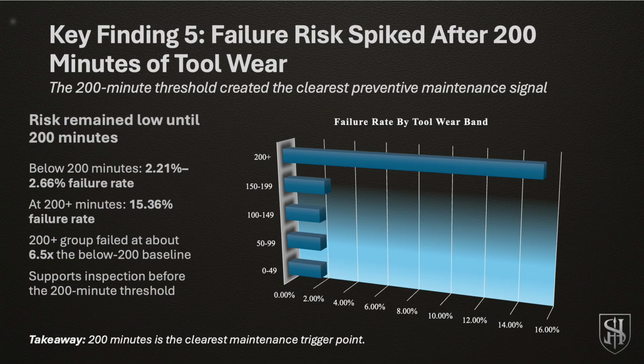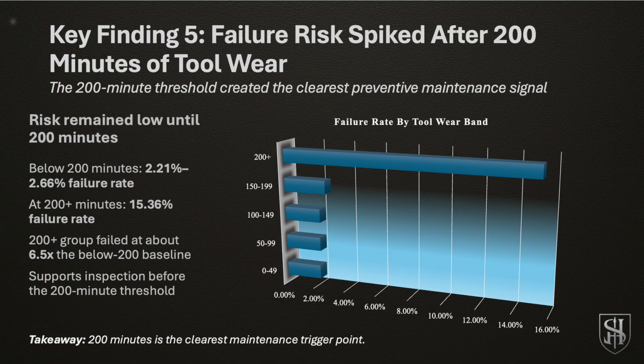This slide presents the strongest finding in the analysis. Failure risk increased sharply after machines reached 200 minutes of tool wear. The purpose of this analysis was to determine whether tool wear could serve as a practical warning signal for preventive maintenance. To test that, tool wear was grouped into bands, and the failure rate was calculated for each group.